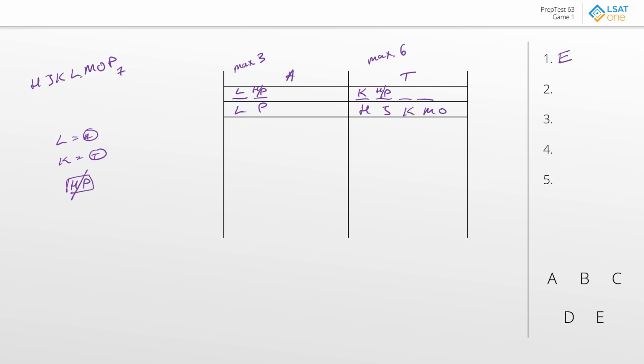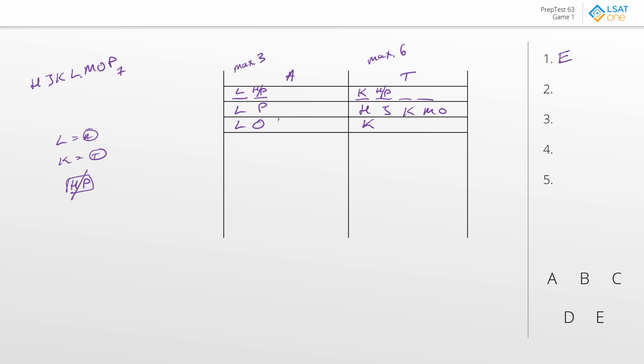From there, let's take a look at the local question. So it looks like the one local question that we have here is question number 4. If O goes to appellate, well, let's take a look. We already know that L and K are in their respective spots, but if O is also on appellate, oh, well, wait a minute, we know that H or P has to also be on appellate, right?